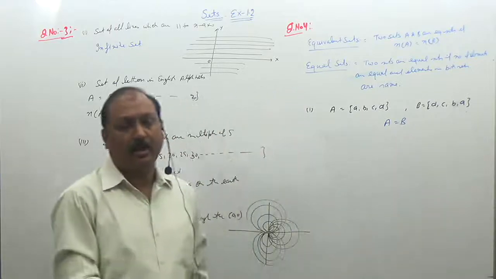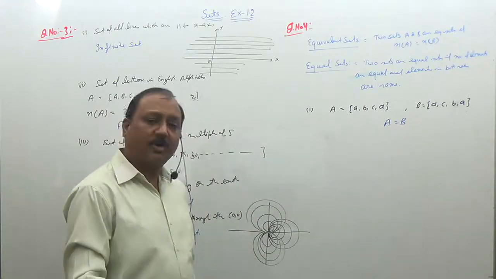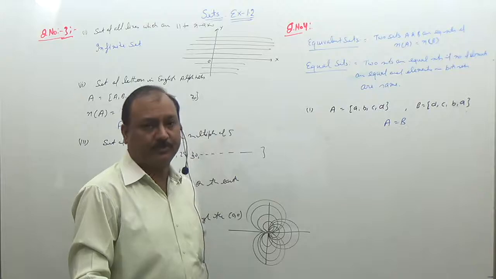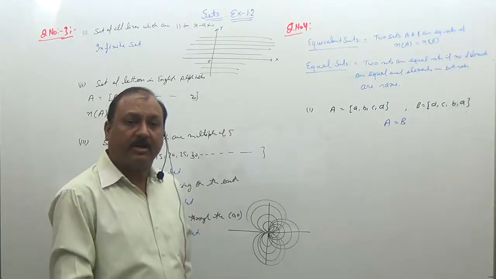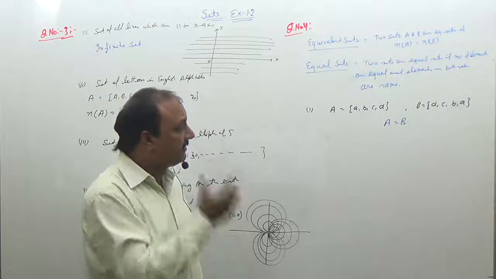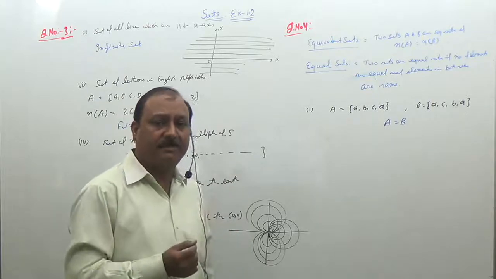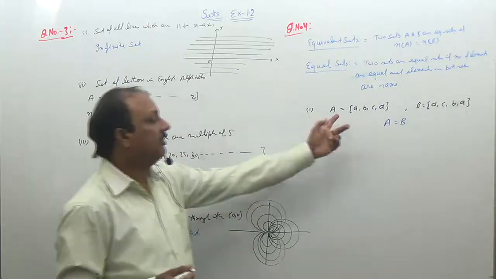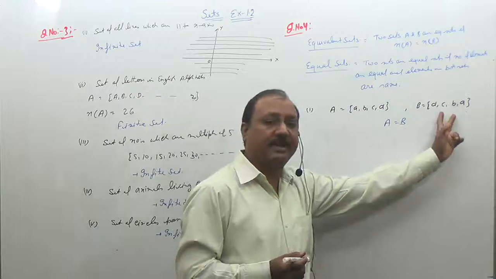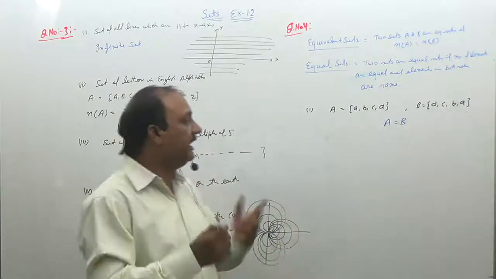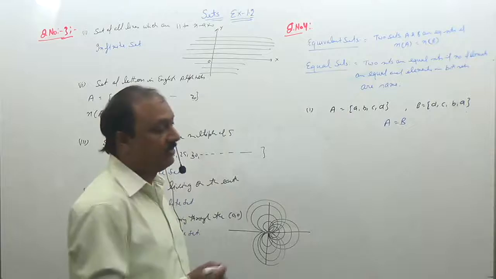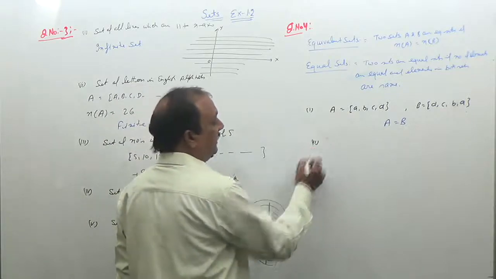Why? Because the number of elements of set A is 4 and the number of elements of set B is 4, and both the sets contain the same elements A, B, C and D. जो एलिमेंट इसमें है वही एलिमेंट इसमें है. दोनों के अंदर नंबर ऑफ एलिमेंट भी क्या है? इक्वल है, सेम है. तो यहां पर ये दोनों सेट क्या होंगे? इक्वल सेट.